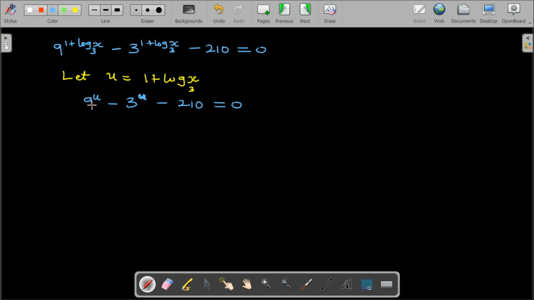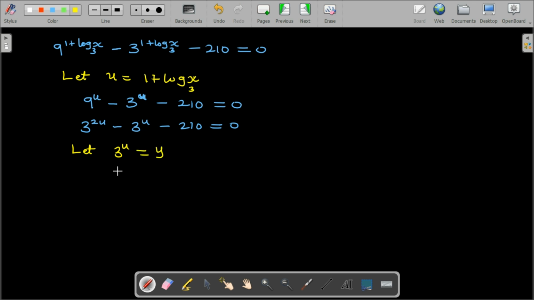Okay? Now, we could write 9 raised to the power u in terms of 3 raised to the power u, because 9 is 3 raised to the power 2, so this becomes 3 to the power of 2u minus 3 to the power of u minus 210 equals 0. All right, this is a quadratic relationship. But in order to make it much simpler to view, we could also let 3 raised to the power u represent another variable, let's say y.